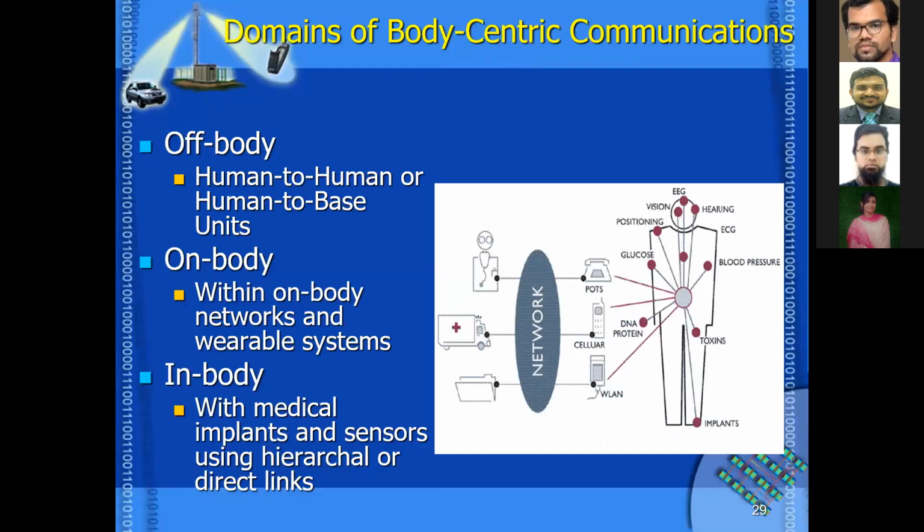So in concept, we connect the nodes to the base station, the local PDA, then it moves to the network, and then to the hospital or the required physicians handling the patients. For this purpose, we can categorize communication into off-body, on-body, and in-body. Off-body is human to human, on-body is the on-body network with the wearable system, and in-body is with implant devices and sensors which are directly linked.